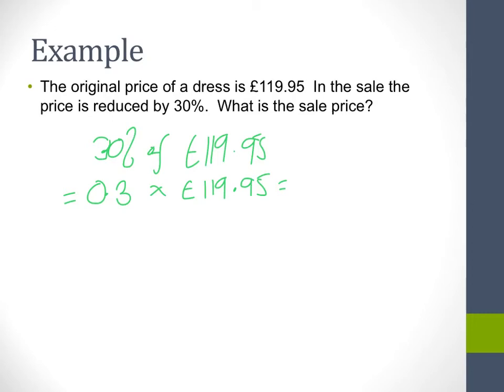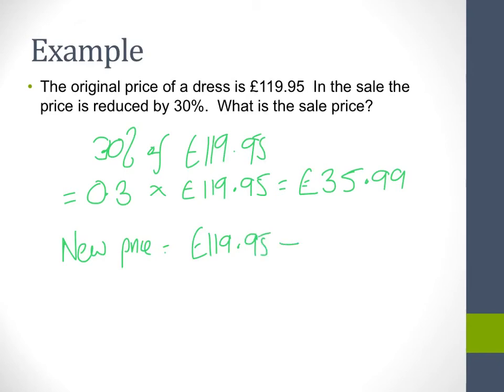And that will give me, rounding to 2 decimal places, £35.99. So the new price, the reduced price, the sale price, is going to be £119.95 minus, because it's in a sale, it's going to cost less, £35.99. So £119.95 minus £35.99 will give £83.96. Okay.